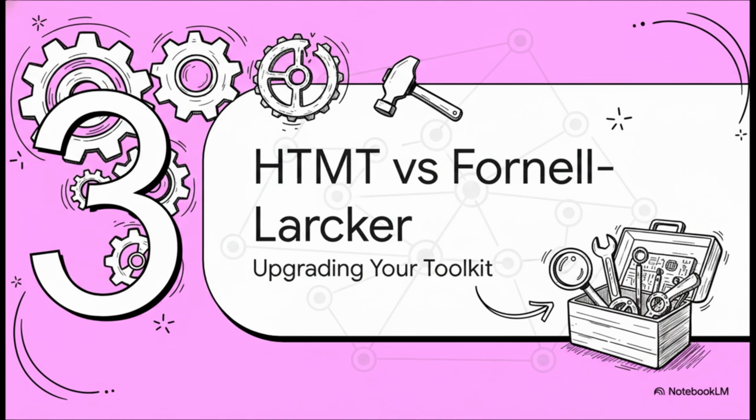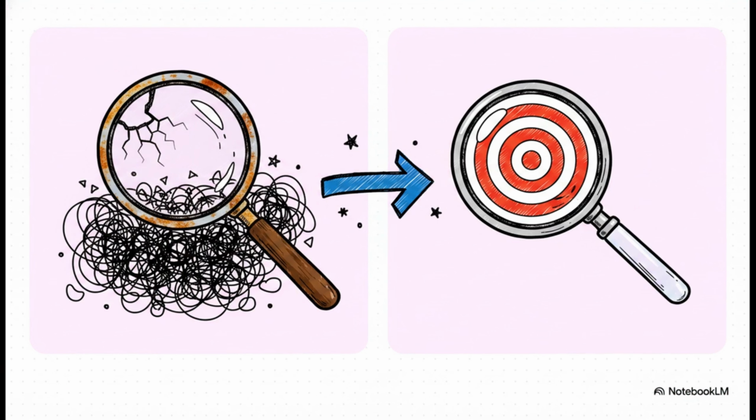Section 3. HTMT versus Fornell-Larcker, which is all about upgrading your toolkit. This is exactly where so many researchers get tripped up by outdated methods. For years, the Fornell-Larcker criterion was the go-to metric, right? But the literature now explicitly states it struggles to find validity problems that are actually there. You simply must upgrade to the heterotrait-monotrait ratio, or HTMT. It's an estimate of the true disattenuated correlation. Honestly, this is the cutting-edge standard your committee expects to see.